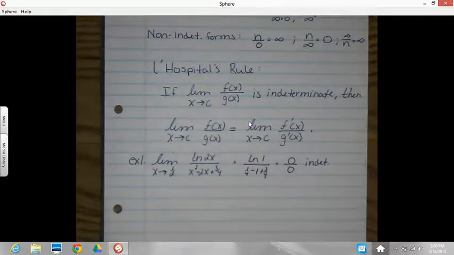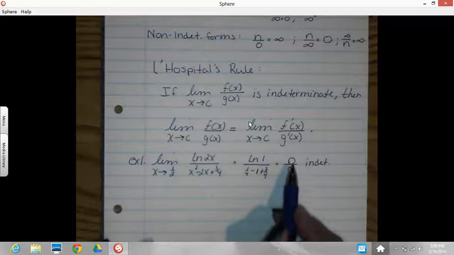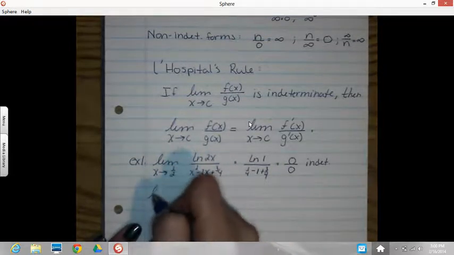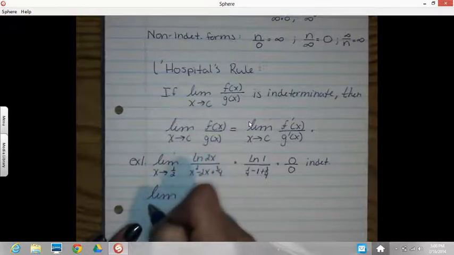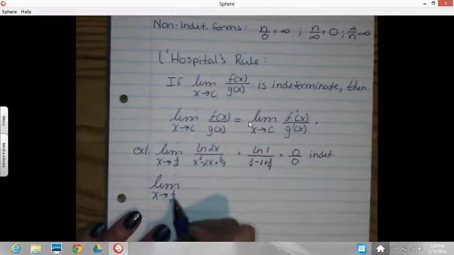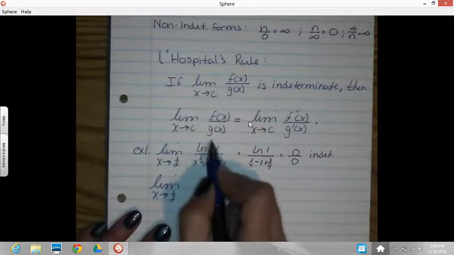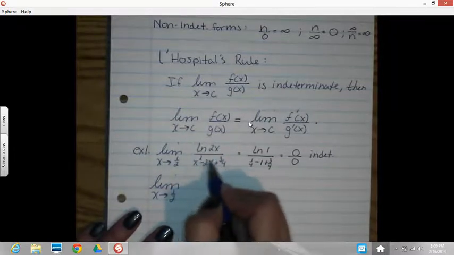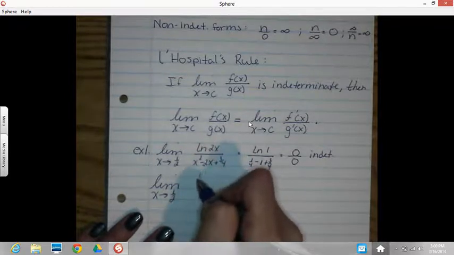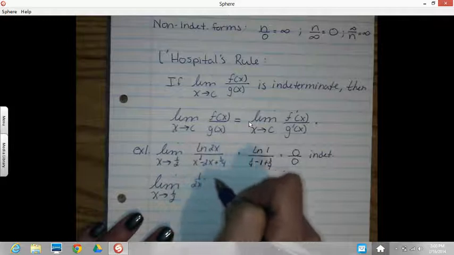Okay, so I did get an indeterminate form, so I can apply L'Hopital's rule, which says this limit, and you do have to carry this along, is the same as the limit as x approaches half of the derivative of the numerator. So I forget about the denominator for now. Derivative of the top, derivative of natural log is 1 over 2x, times by the derivative here is a 2.